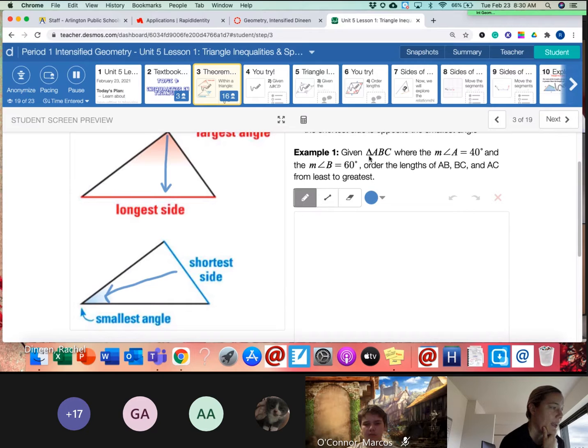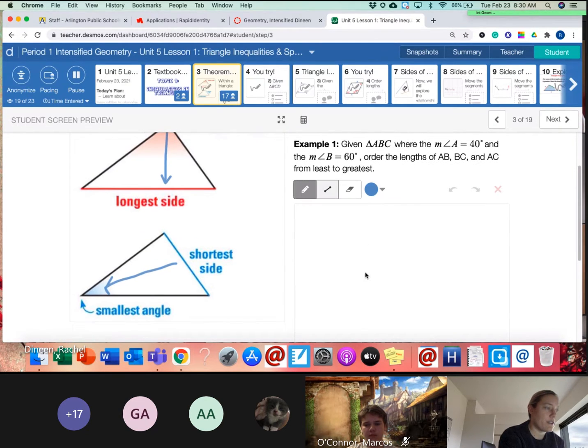So let's go ahead and draw this triangle, given triangle ABC, where the measure of angle A is 40 and the measure of angle B is 60. Order the lengths of AB, BC, and AC from least to greatest. So first things first, let's go ahead and draw the triangle.